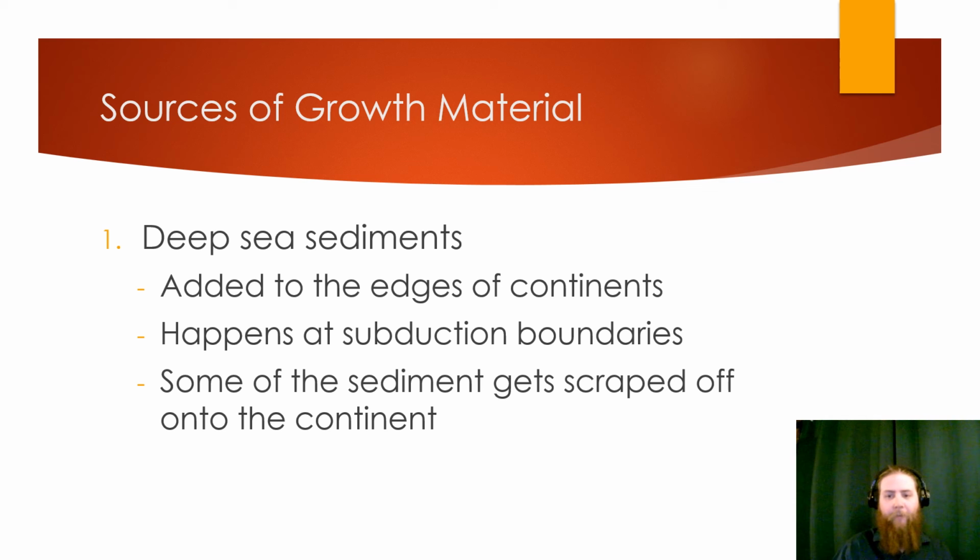Well, the first is from deep sea sediments, and these are added to the outside edges of continents at subduction boundaries. As this oceanic plate is going underneath the continental one, some of the sediment gets scraped off, and it forms this new shelf on this continent, on the continental plate.